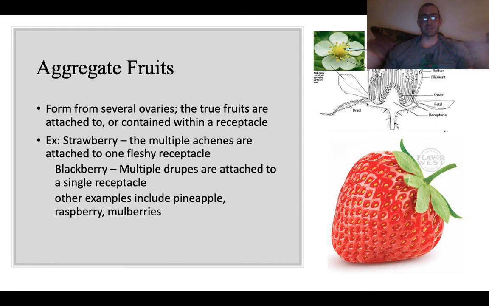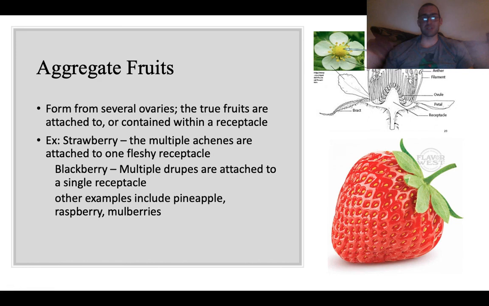So we had our simple fruits that are made from one ovary, and then we also have aggregate fruits, which are made from several ovaries. So if you look at the strawberry flower, you see that there are individual pistils or individual carpels situated in a single flower on this fleshy receptacle. So each one of these ovaries, or each one of these pistils, gets pollinated, and that ovary is going to develop into the fruit, which is the tiny things that you see there. And it just happens to grow on this large receptacle that is fleshy and juicy and delicious.